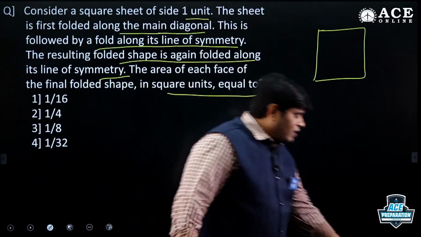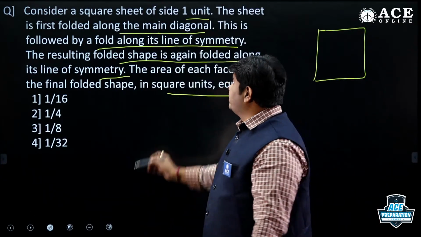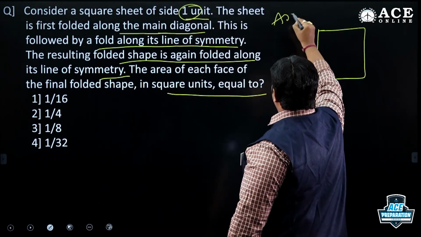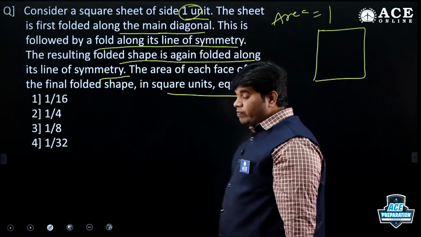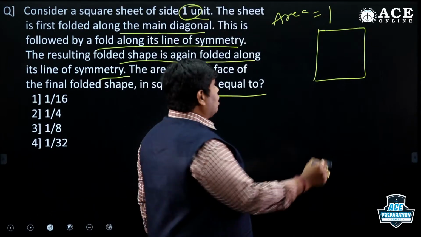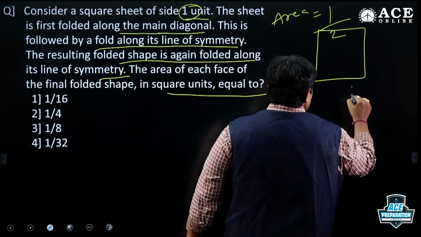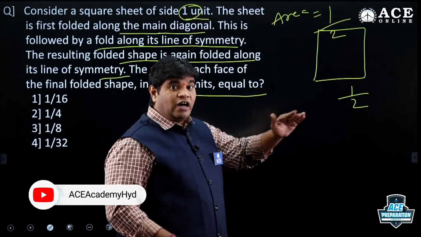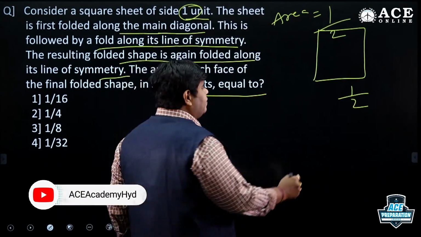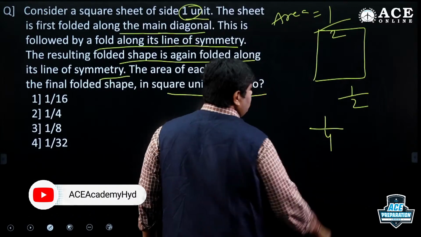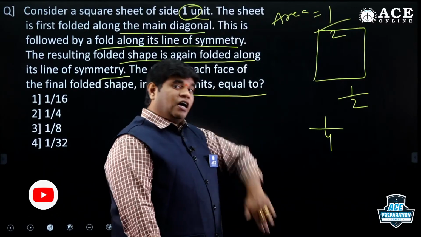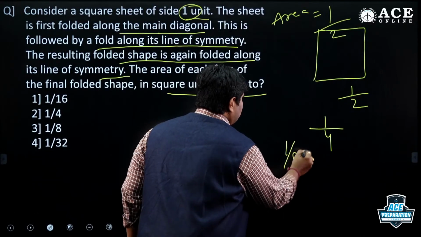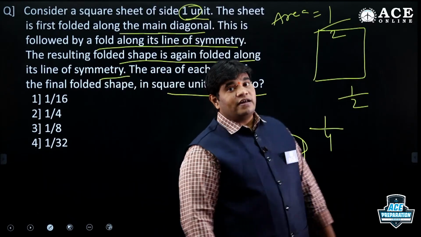First of all, what is the area of the square? Here the side is 1 unit, so the area is also 1. First folded diagonally, so half, so 1 by 2. Again folded along a line of symmetry, again half, 1 by 2 of that is 1 by 4. Again half, 1 by 4 halved is 1 by 8. So the answer is 1 by 8, friends.